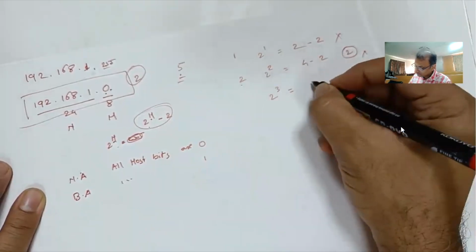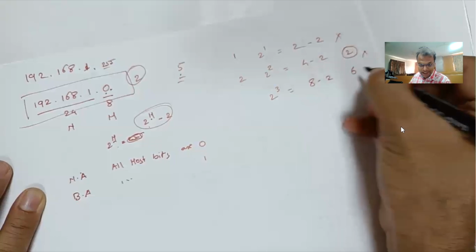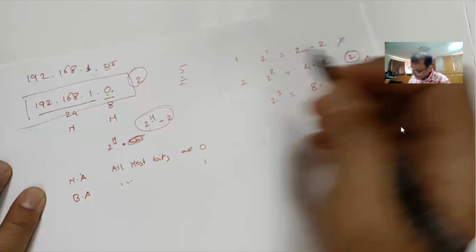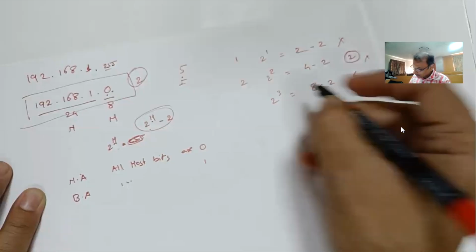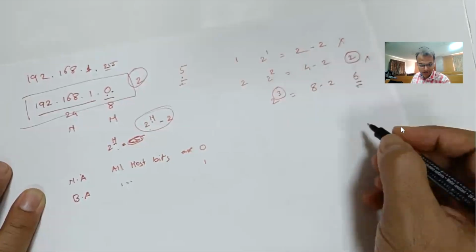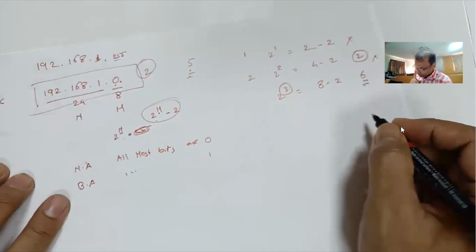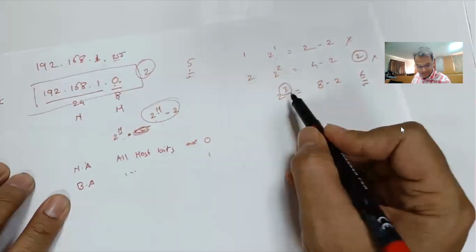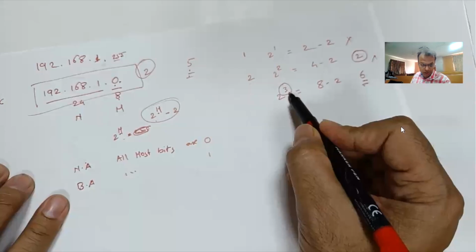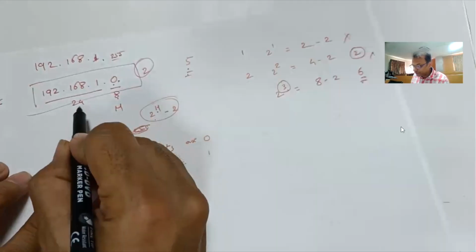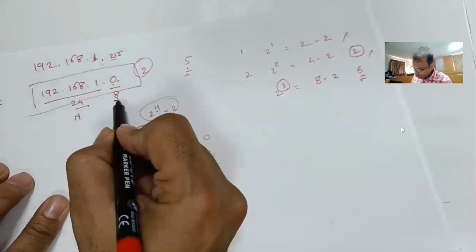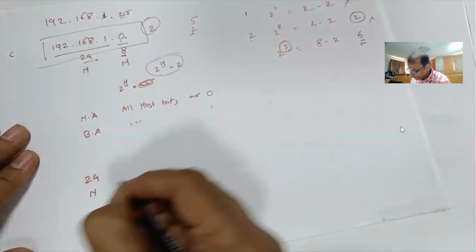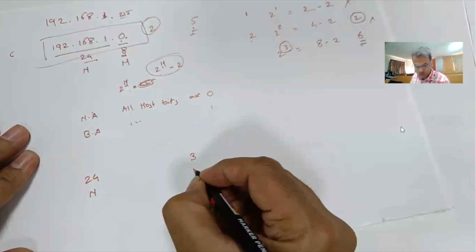For 3 bits, 8 minus 2, I'm getting 6. So this is suitable. I'm getting 6 IP addresses with how many bits? 3 bits. So instead of 8 bits, I will use only 3 bits for host. I'm changing the basic rule of 24:8. So in that case, what will happen? The scheme will go as 24 network bits, and only 3 bits are host bits.